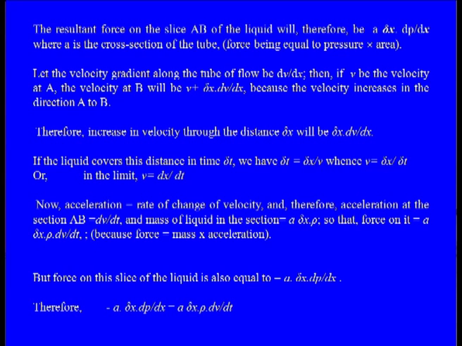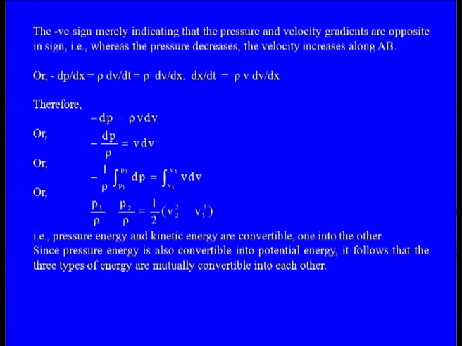So, by equating these two equations, A del x del p by del x, which is the force due to the pressure gradient, with a minus sign because pressure decreases, is equal to the mass times acceleration, A del x rho dv by dt. The negative sign merely indicates that the pressure and velocity gradients are opposite in sign, that is, when the pressure decreases, the velocity increases along B. This is the meaning of the negative sign.